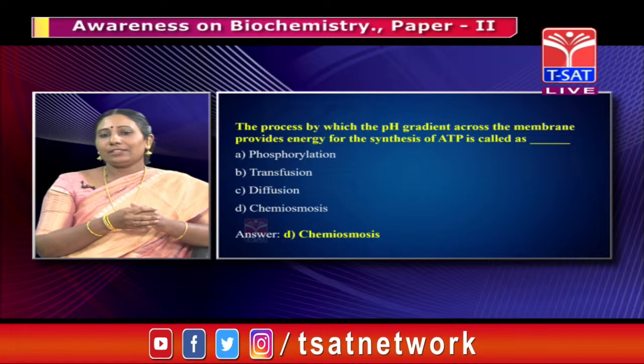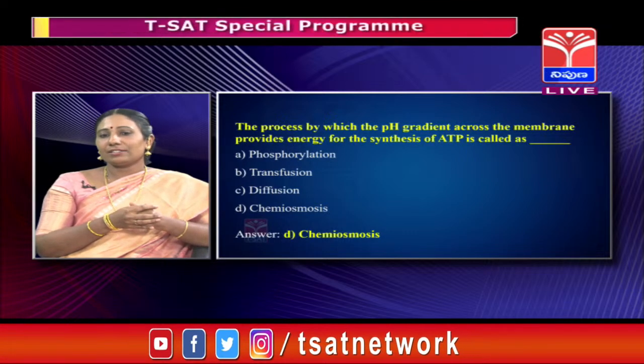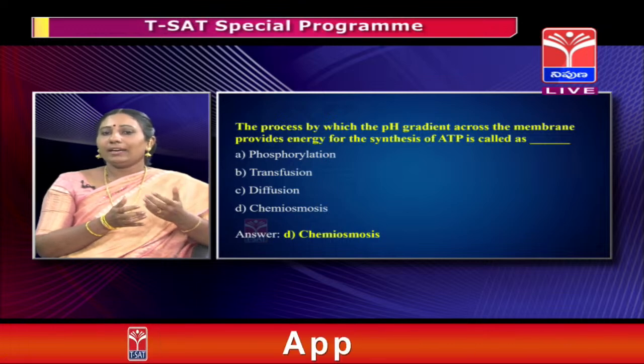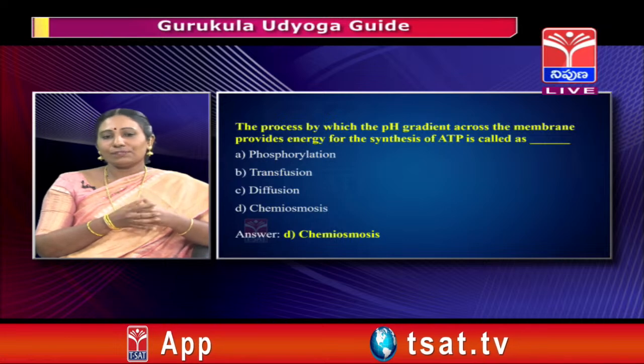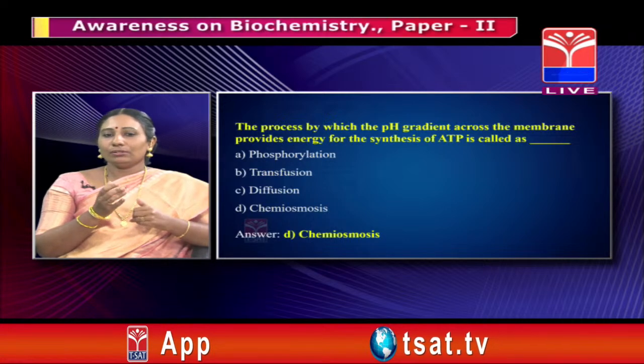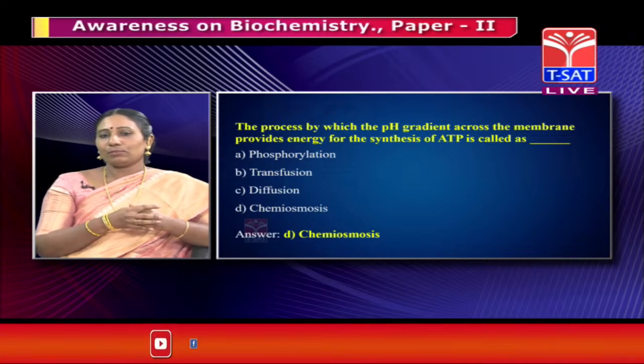Coming to phosphorylation, phosphorylation is a process that takes place when ADP is added to a phosphorus group, and ATP is formed, which is phosphorylation. Now coming to the fourth option, that is chemiosmosis.